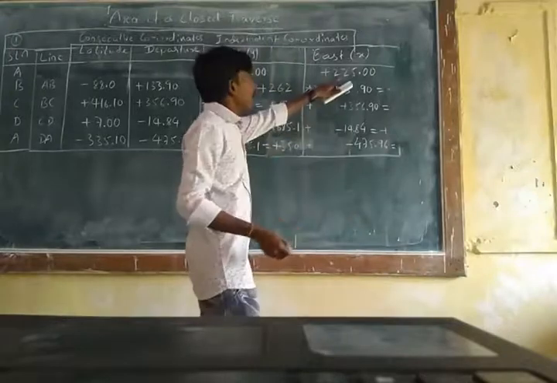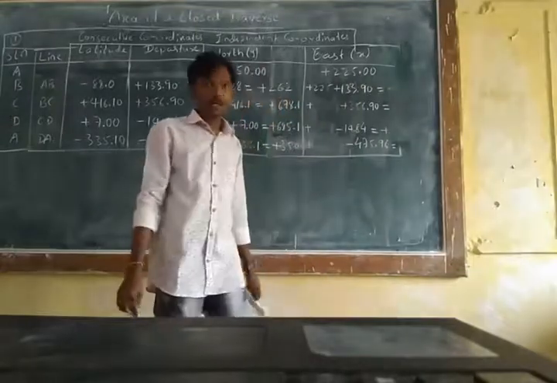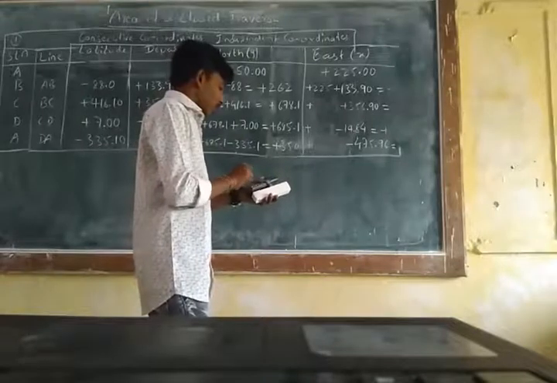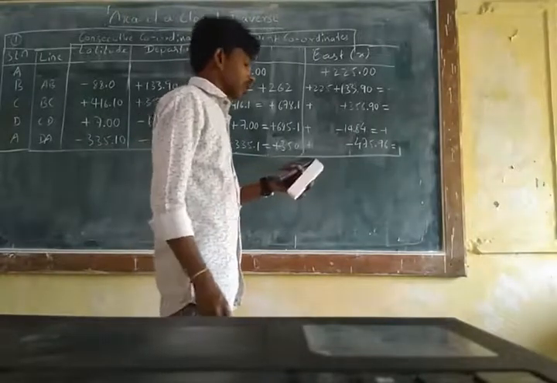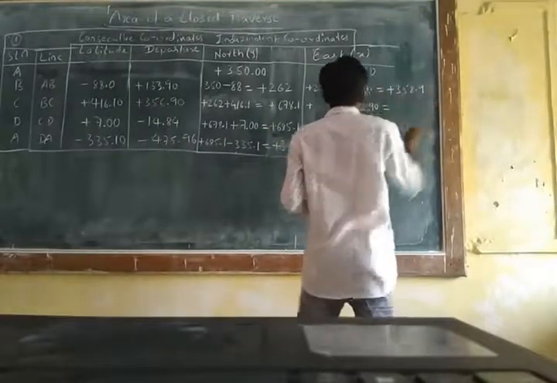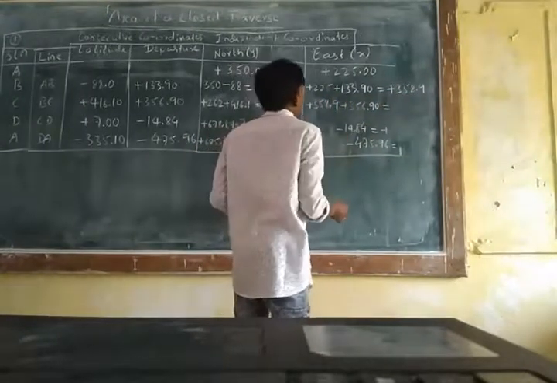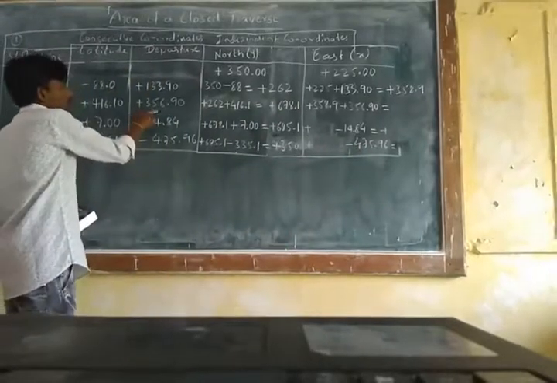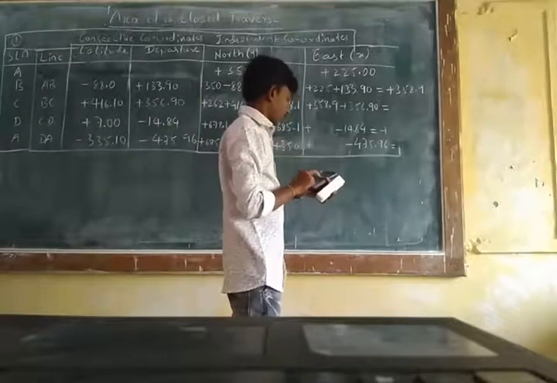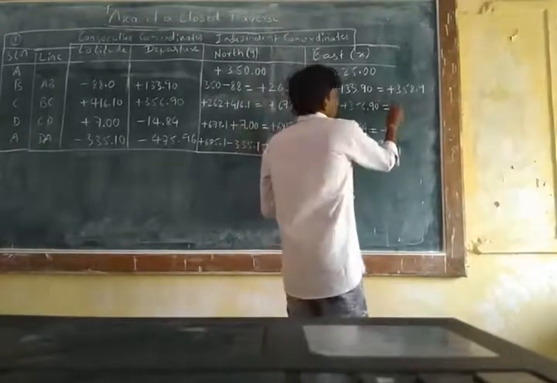As it is 225 I have derived, and now I have to add 133.9. So if I add 225 plus 133.9, I will get plus 358.9. So I am writing the same 358.9 here, and I am going to add the next number 356.9, positive value. So plus 356.9, I am getting the value 715.8.